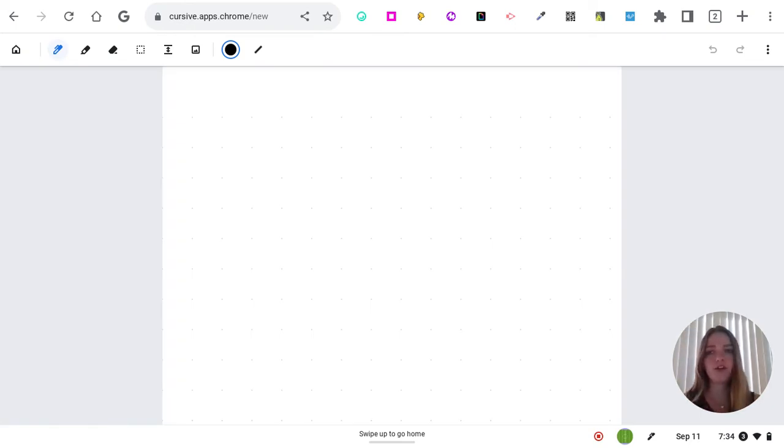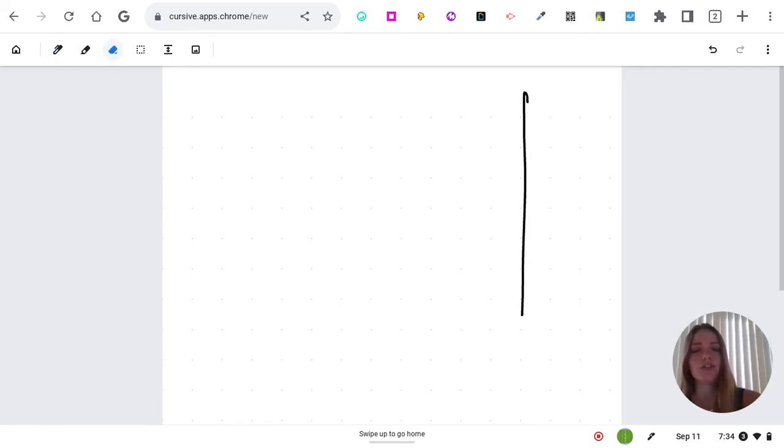Here, Google Cursive is going to give me a page that never ends. So I can scroll as much as I want to, and I can continue to take notes, and the page never ends. There are also some cool capabilities that I have, such as importing a picture, which I'm going to do in this lesson, as well as highlighting and changing the color of my marker.